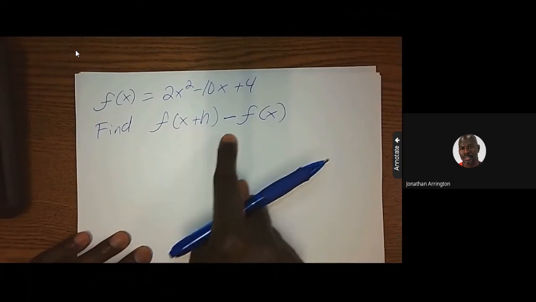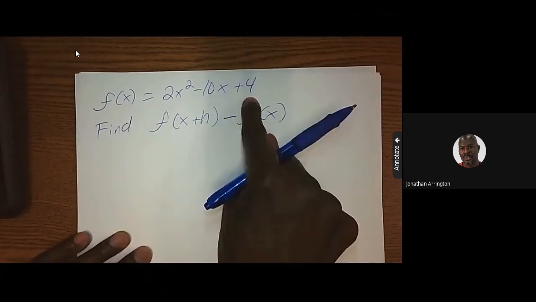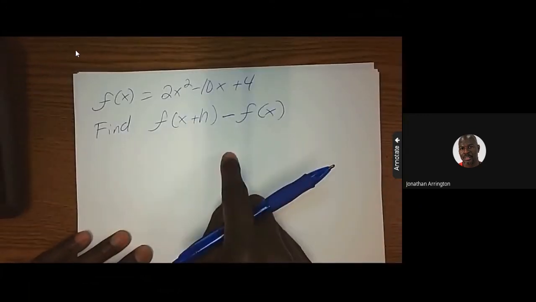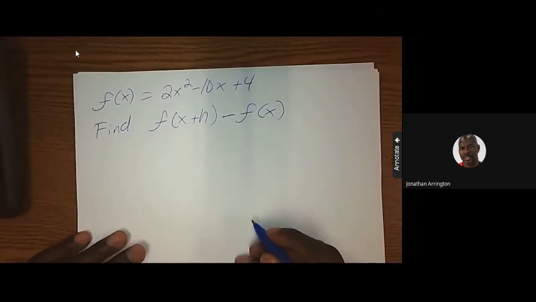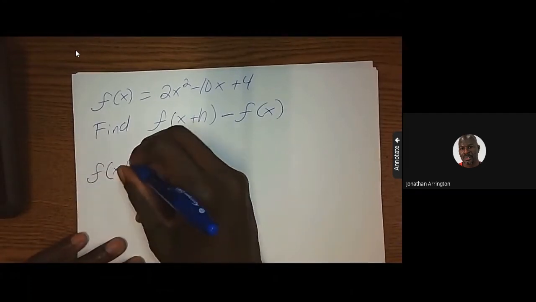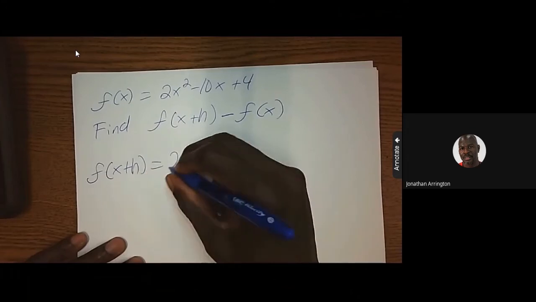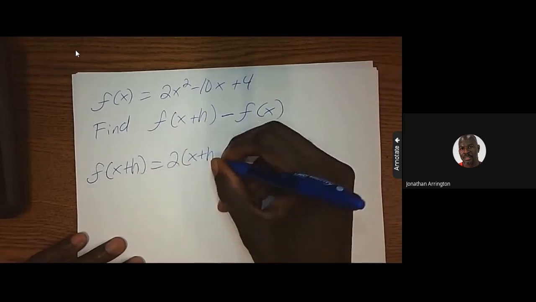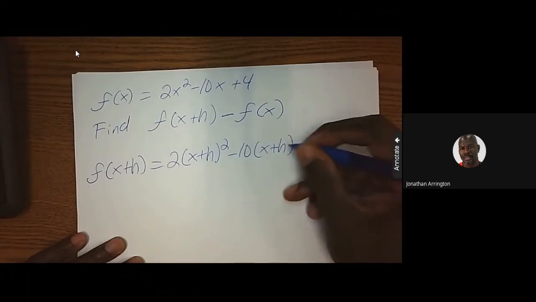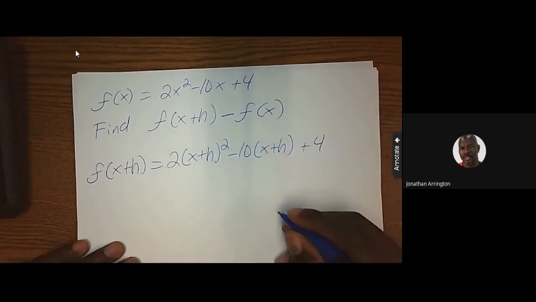And when I do so, I'm going to subtract it from f of x, which I already know. I already know what f of x is. So I simply need to find f of x plus h, and then just take the difference of the two. So let me find f of x plus h. That guy would be 2 times (x plus h) squared minus 10 times (x plus h) plus 4.